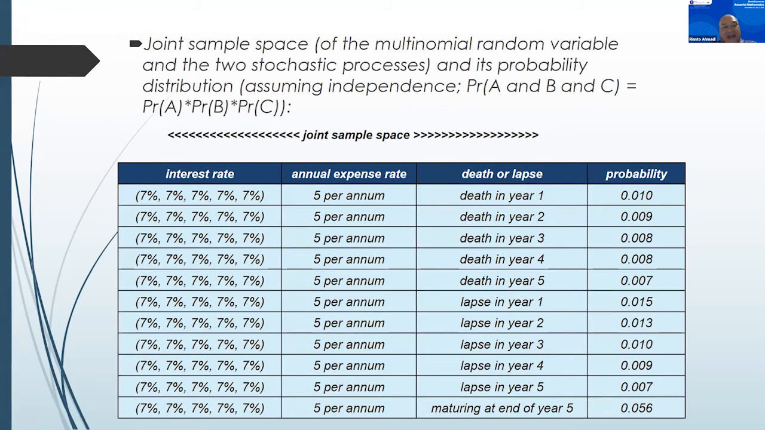In this slide, we have the combination of a 7% interest rate, 5 units of expense per year, and those death, lapse, and maturing possible outcomes. Next slide, please.